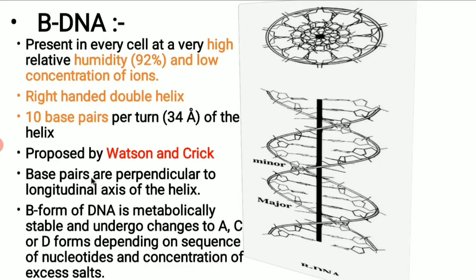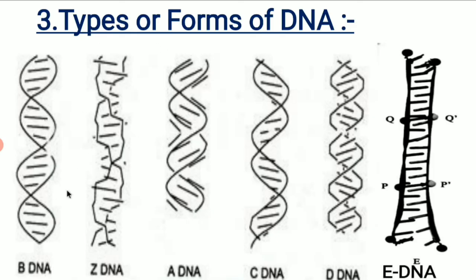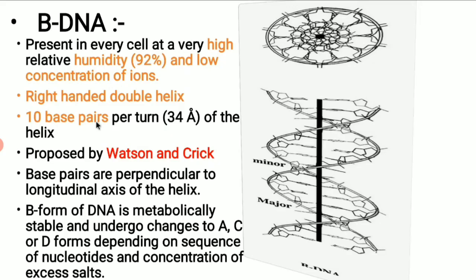Okay, so next we want to see the bDNA. For each of these DNA, we want to see the condition in which they exist, and their characteristics, meaning how many base pairs per turn, and their structure, how their nucleotide bases are arranged. All these things we have to see here. The first is bDNA.